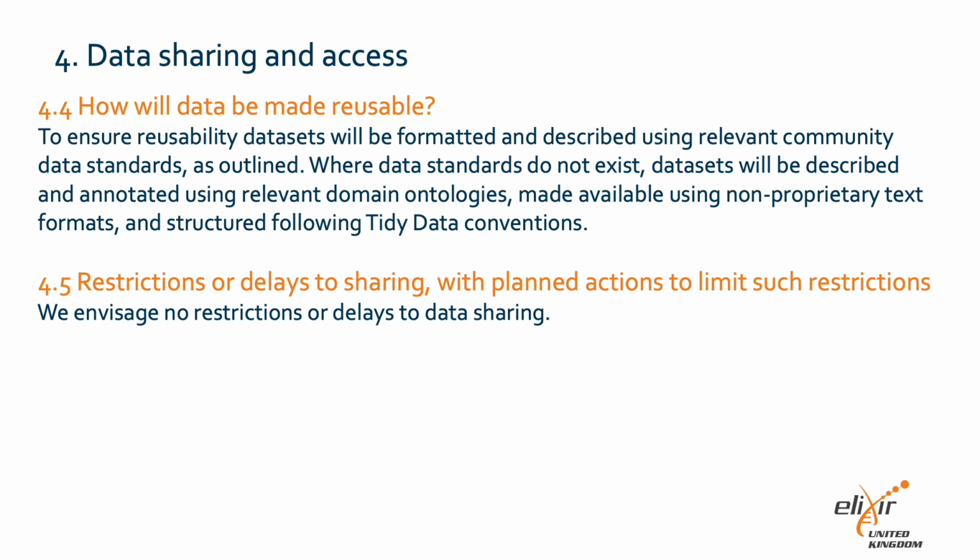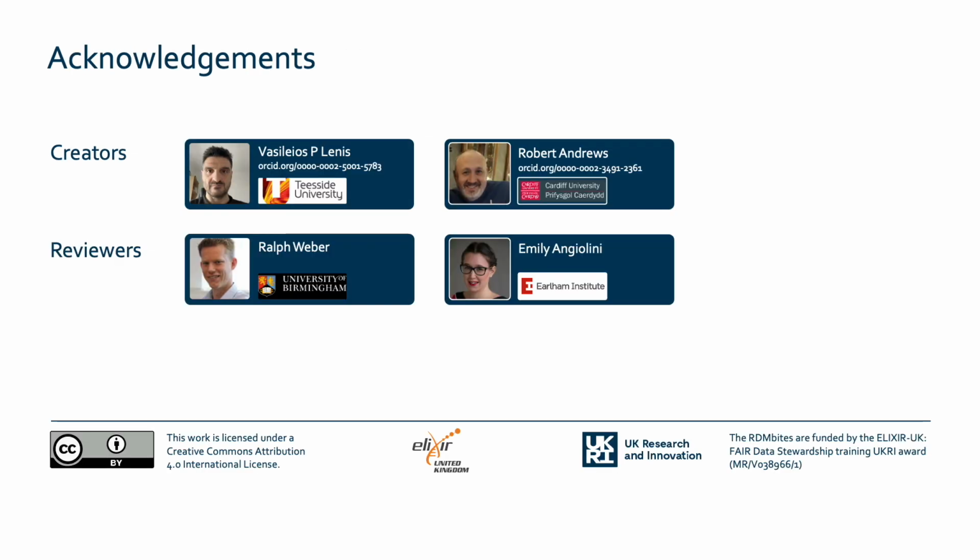Finally, we need to describe any restrictions or delays to sharing with planned actions to limit such restrictions. In our example, there are no restrictions or delays to data sharing. So, that was the 5th part of our RDMBites series of things to consider when writing a DMP for a grant.